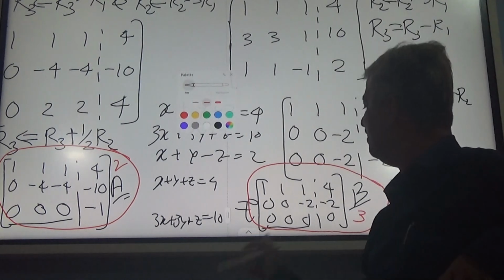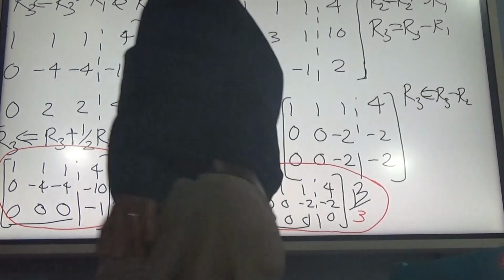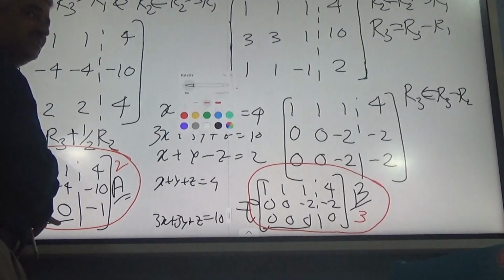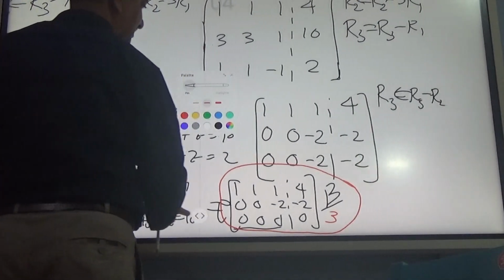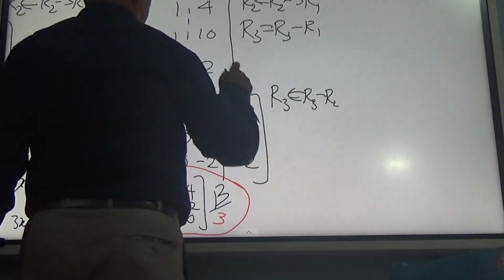And third case, what happens? Third case is quite interesting. So it is an inconsistent set of equations in second case. And third case, what do we get?